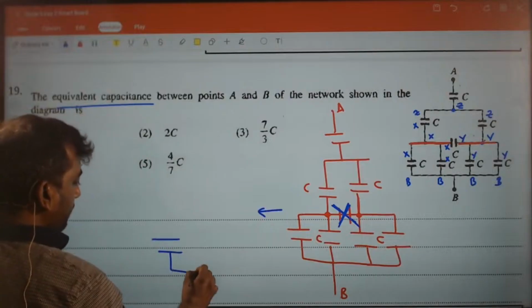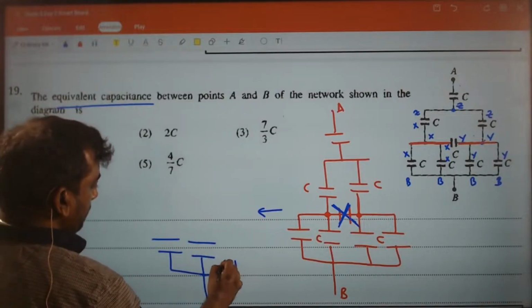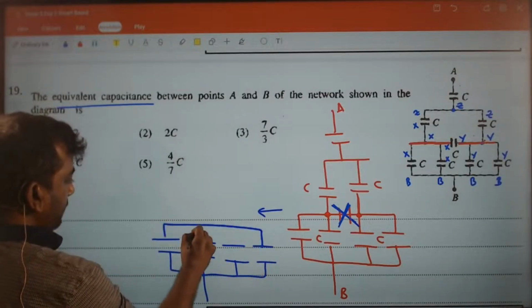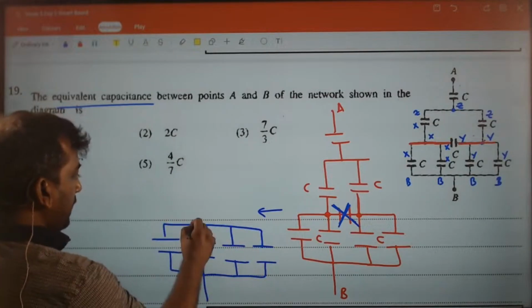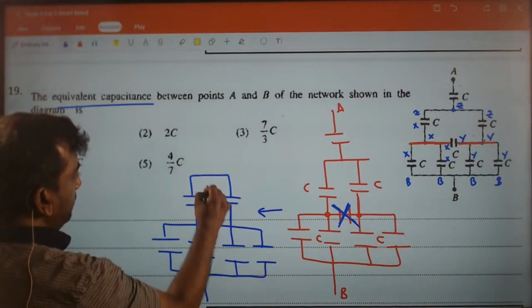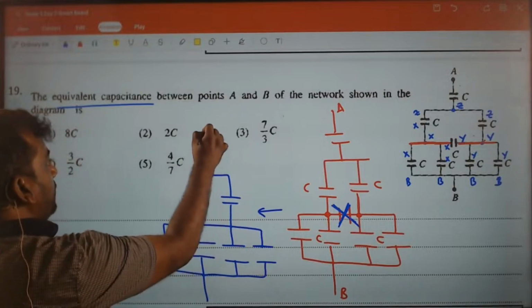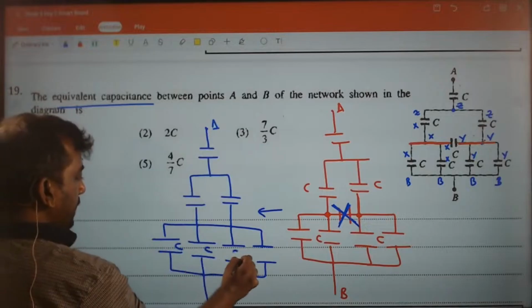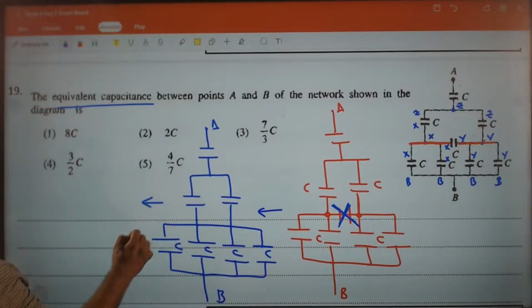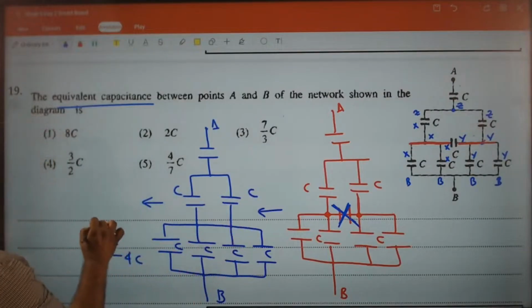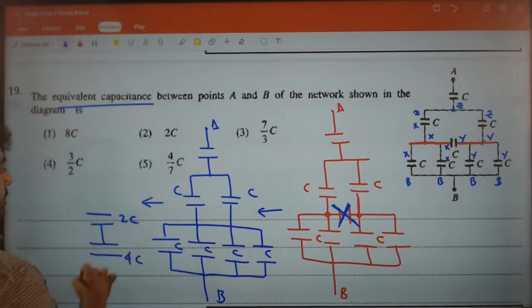Here you have a capacitor. Here you have a capacitor. Here you have a capacitor. Capacitors in parallel are like resistors in series. So 4C. Capacitors in parallel are like resistors in series. 2C. Here C.